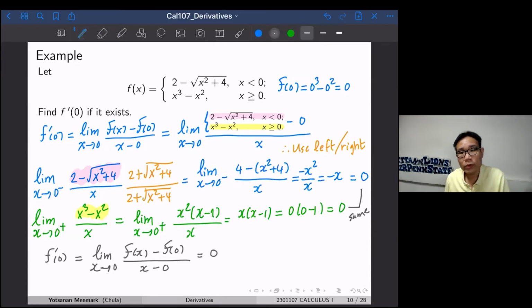Okay, so this is how we compute the derivative of the given function. And this is the thing that you have. For this one, it's going to be a piecewise function, so you have to use the left-right technique. Okay, so you have to use the left-right technique in order to compute the limit.